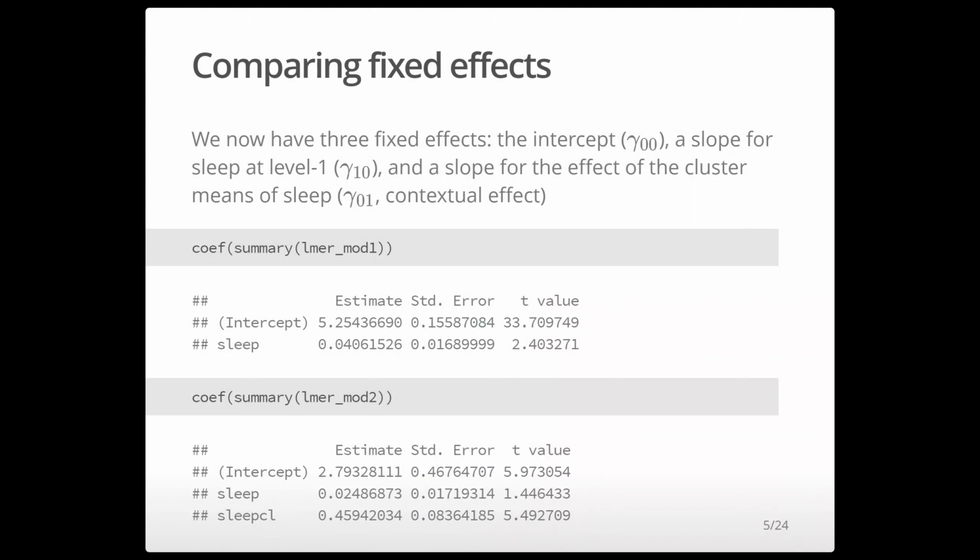So now let's compare the fixed effects in our two models. This first model is the model that we looked at last time, where it just has the level 1 version of sleep. And then the second model has both the level 1 and contextual effects of the cluster means. The first thing we note is that the level 1 variable is actually different in both models. That's because this is a hybrid level 1 and level 2 predictor, whereas this is only a level 1 predictor, and this is only a level 2 predictor.